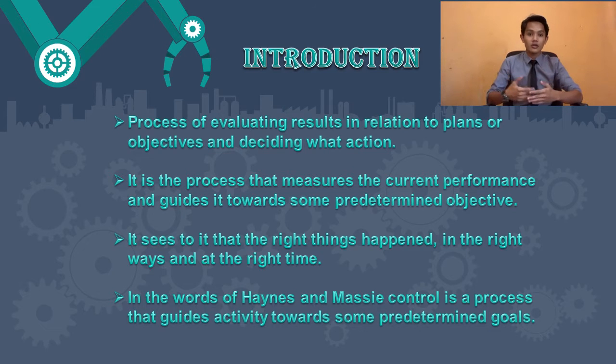Controlling is a process of evaluating results in relation to plans or objectives and deciding what actions to take. It is the process that measures the current performance and guides it towards some predetermined objective. It sees to it that the right things happen in the right ways and at the right time. In the words of Haynes and Macy, control is a process that guides activity towards some predetermined goals.